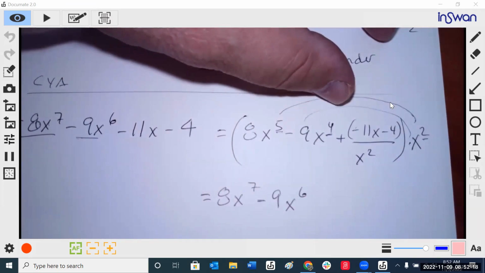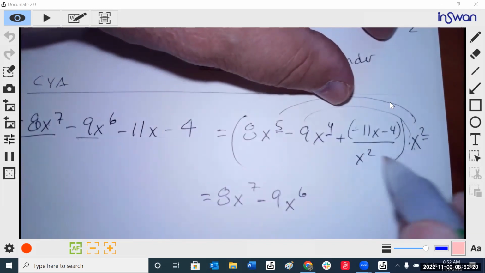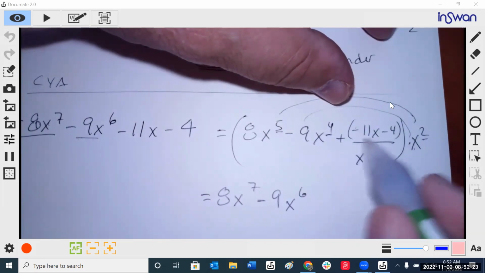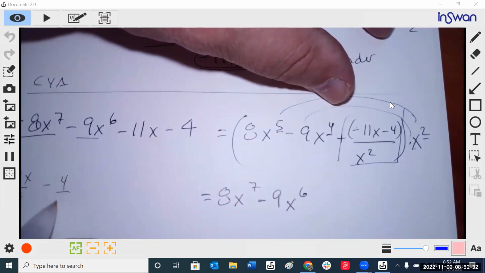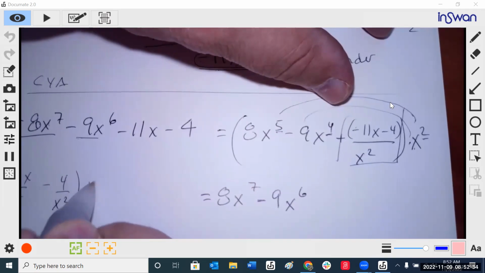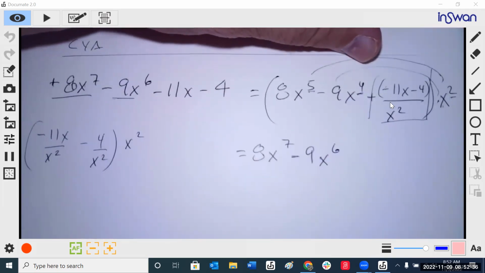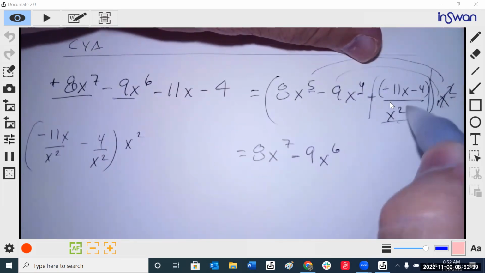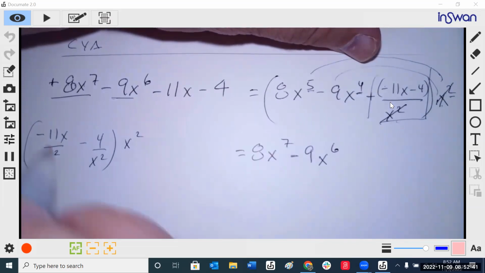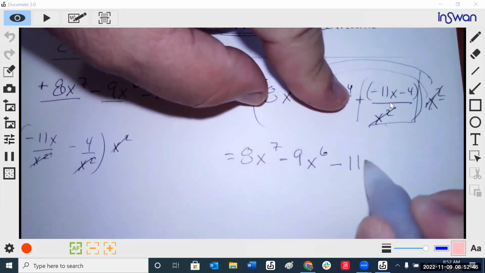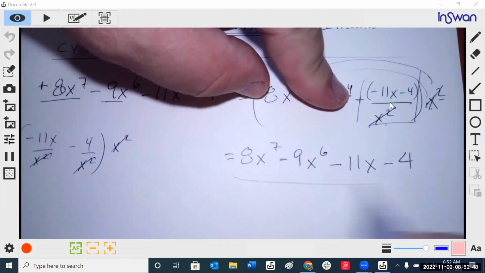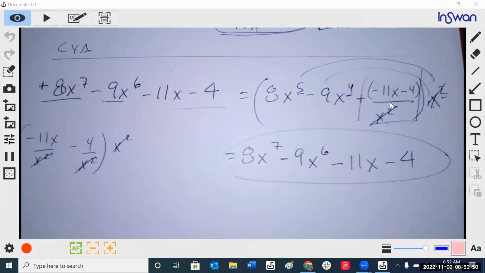What's happening here? This equation here is actually negative 11x over x squared minus 4 over x squared. So when I multiply, these cancel, leaves me with negative 11x minus 4, and it works.